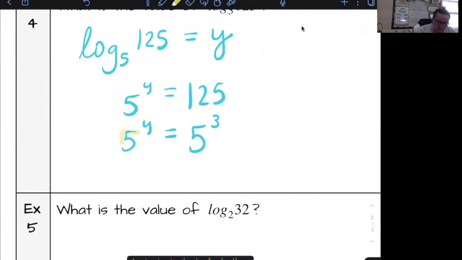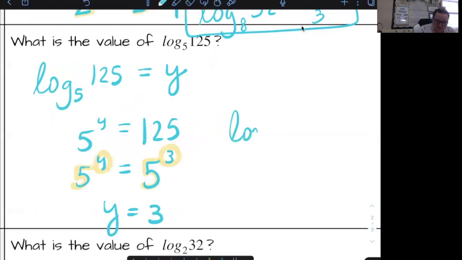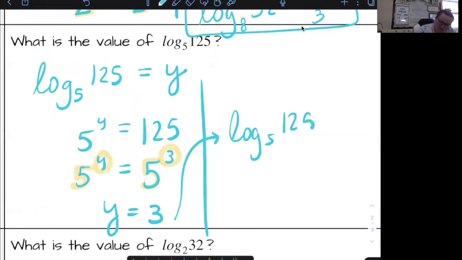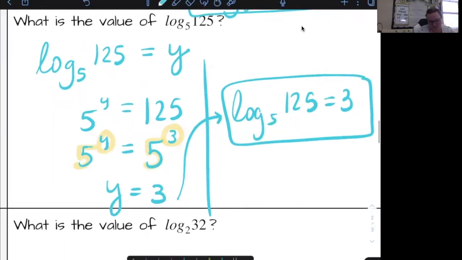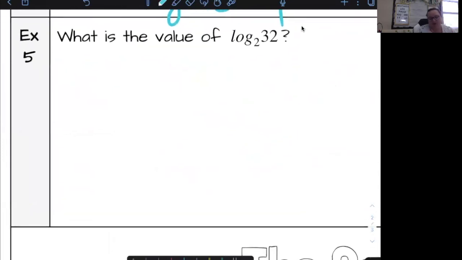Well, hey, my bases are the same. That means my exponents must be the same as well. So y is simply 3. So that means that the log base 5 of 125 is equal to 3. All right, go ahead and do example 5 on your own. What is the value of log base 2 of 32?